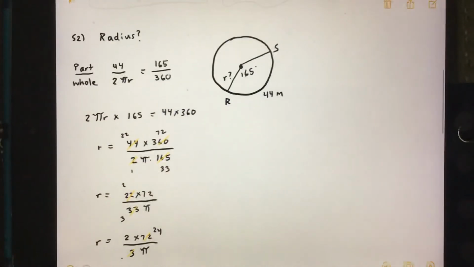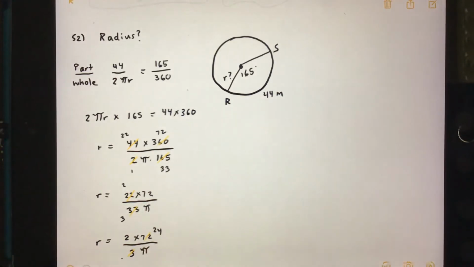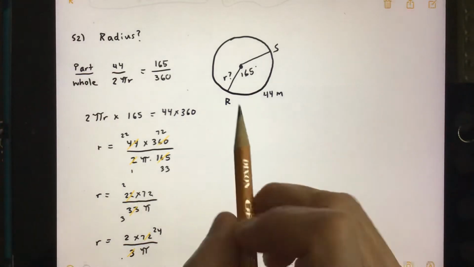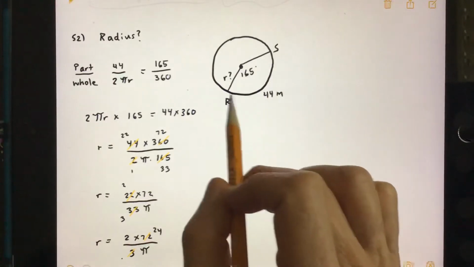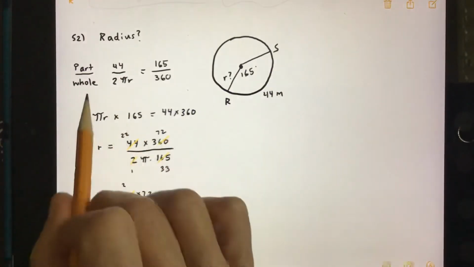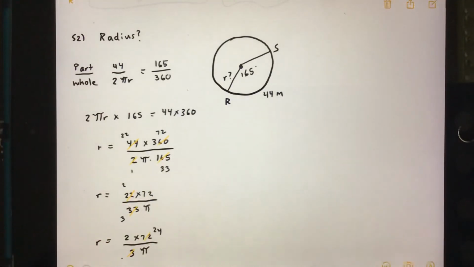Sample 2. Now I'm trying to determine the radius of the circle. So I've drawn my circle and put the question mark on R. That's what I'm trying to figure out. I will still write a proportion showing part to whole. The part that is labeled here that I'm going to start with is the 44 meters. That's the length from R to S. And the whole that I'm comparing that to is the circumference of the entire circle. How far is it around the entire circle?